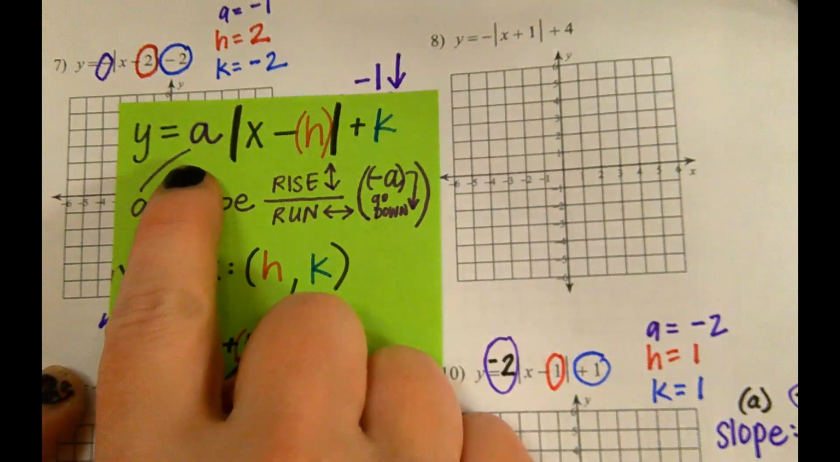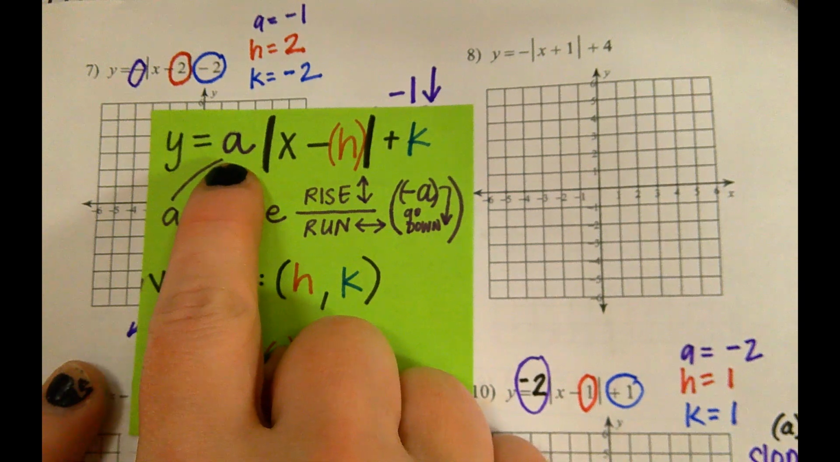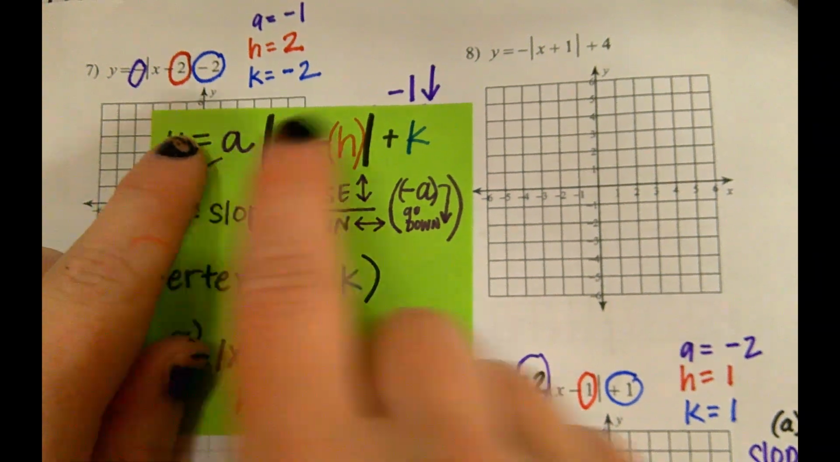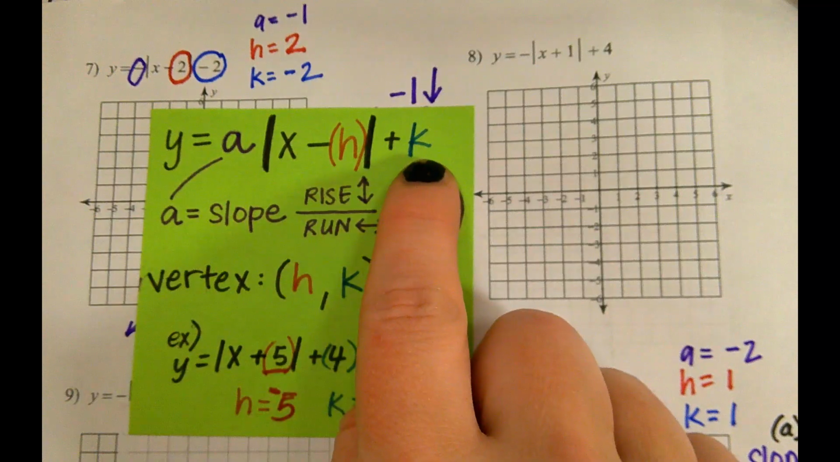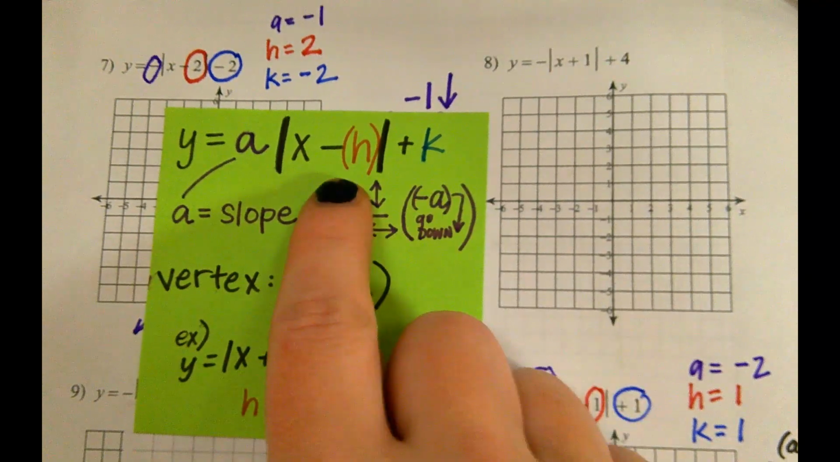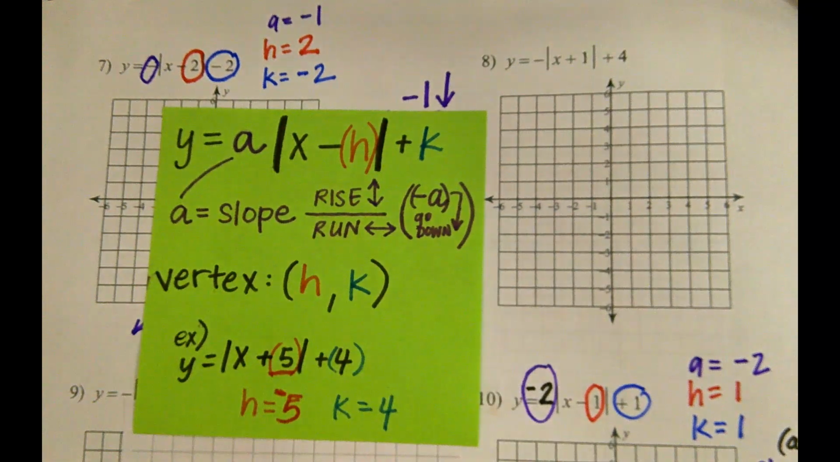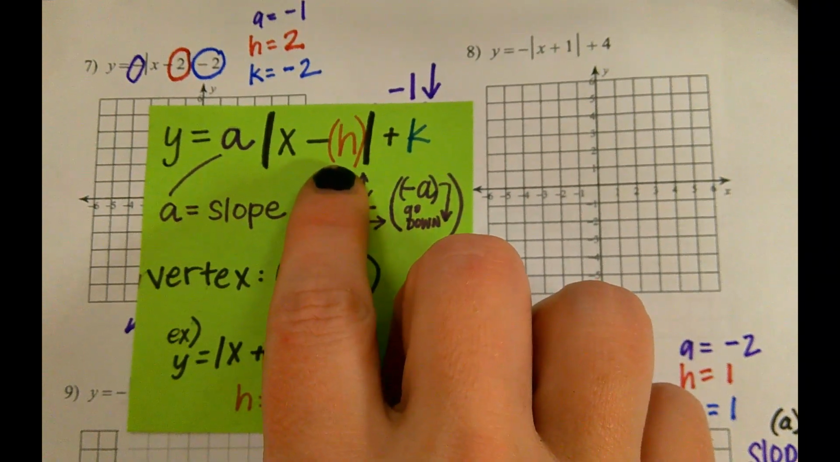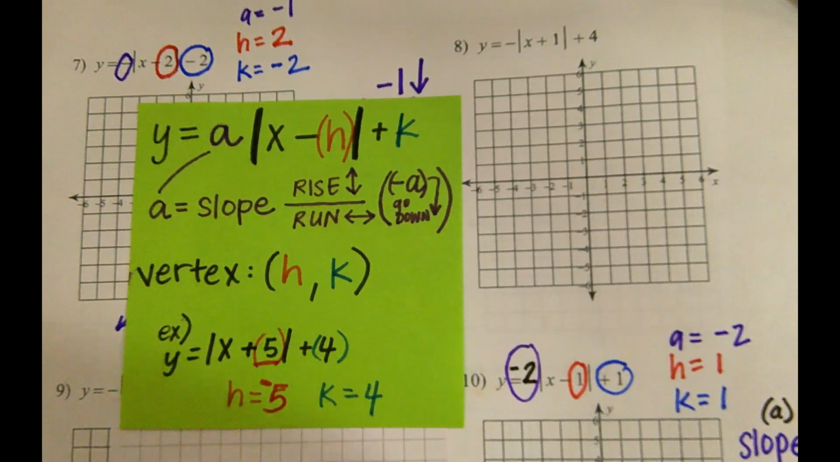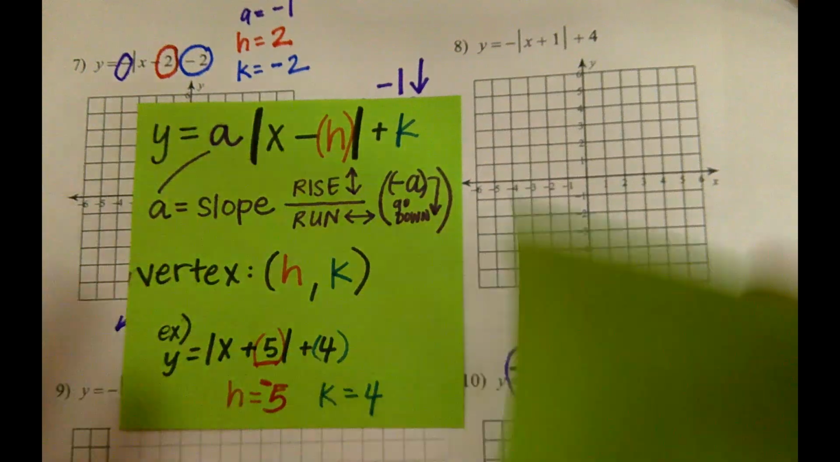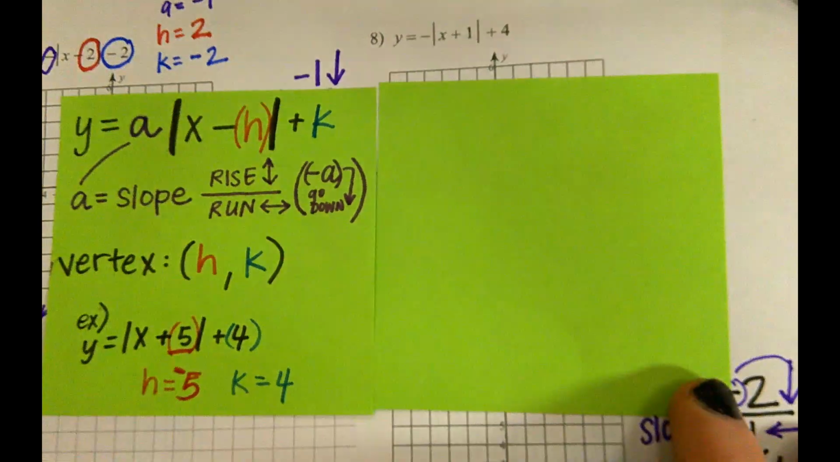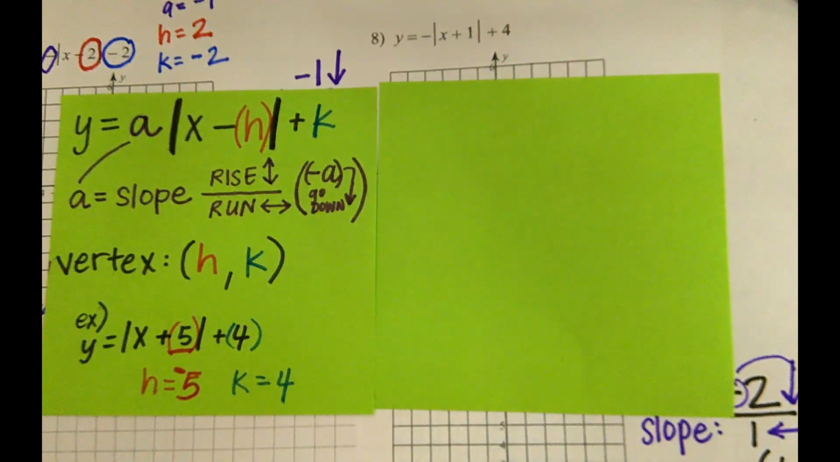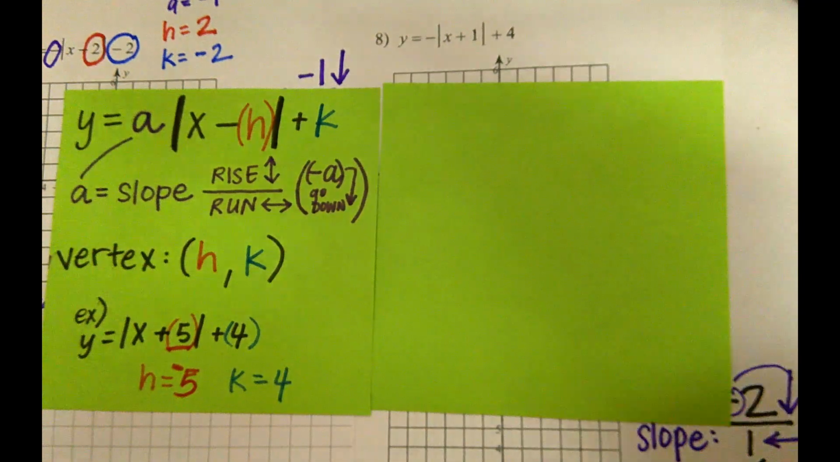Okay, so we said that having no A, if there's not a number here, then it's 1. But having no K, it's 0. So the question is, if there's no H, if it's just X, would this be the same as having no K? Will it also be 0? Yes. Usually whenever you have no H or no K, that means your vertex is going to start on 0. If there's no H or no K, your vertex is on 0.